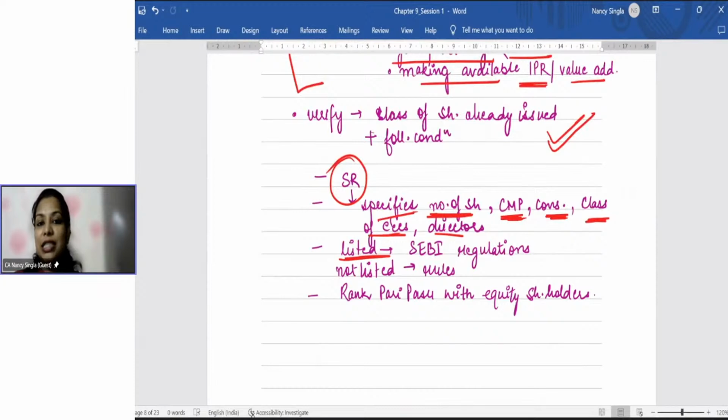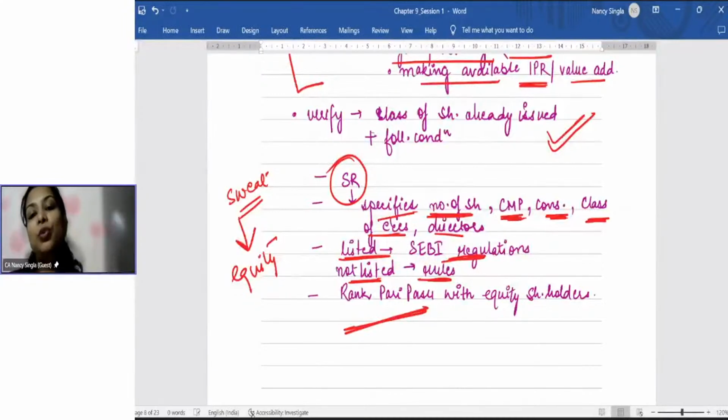In case the shares are listed, then SEBI regulations should be complied with. In case of non-listed shares, whatever rules and regulations may be prescribed should be complied with. Further, the sweat equity shares which are issued shall have equal standing as the equity shareholders. That is, they shall rank pari passu with the equity shareholders. This means whatever rights the equity shareholders have, the same will be those of the sweat equity shares. Simple, isn't it? I hope you all have done this in your accounts also. That is why many of you were already giving me answers that these are the conditions.